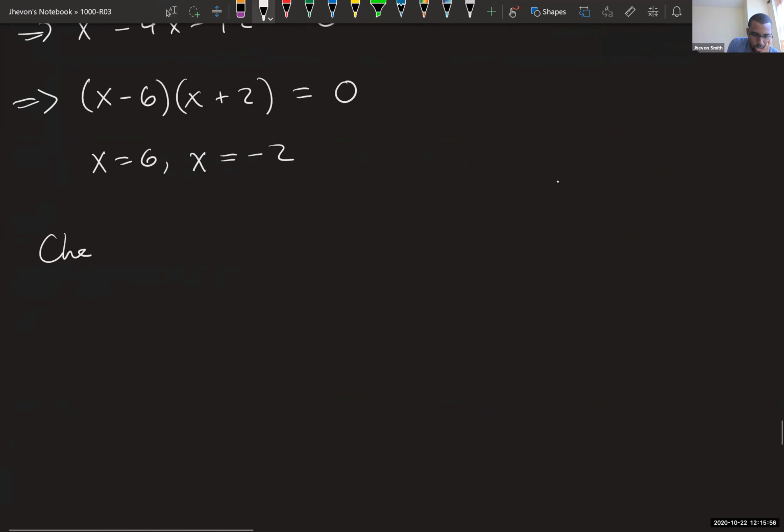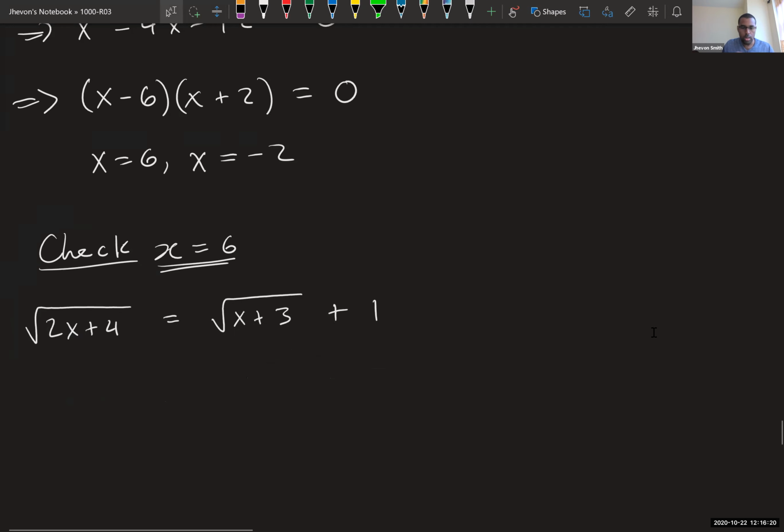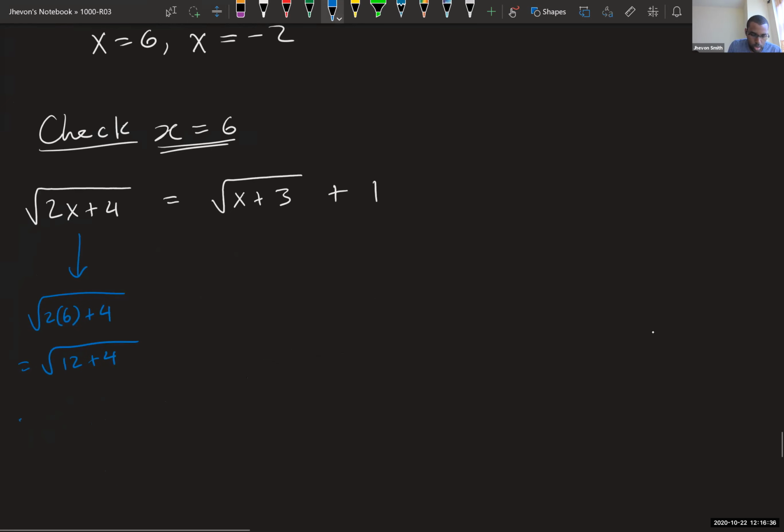So now we need to check x equals 6. Okay, and we're checking in this original equation, not the squared one I put in. So we have to check that this is going to work. On the left side, if my x equals 6, I would get the radical of 2 times 6 plus 4. That's going to be 12 plus 4. That's going to be radical 16, which is 4. On the right, if I plug in 6, I would get radical 6 plus 3, plus 1. That's going to be radical 9 plus 1. That's 3 plus 1. That's 4. So this one actually does check out.